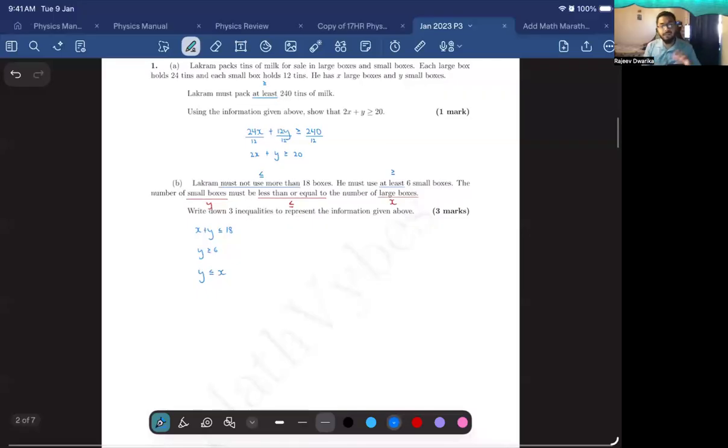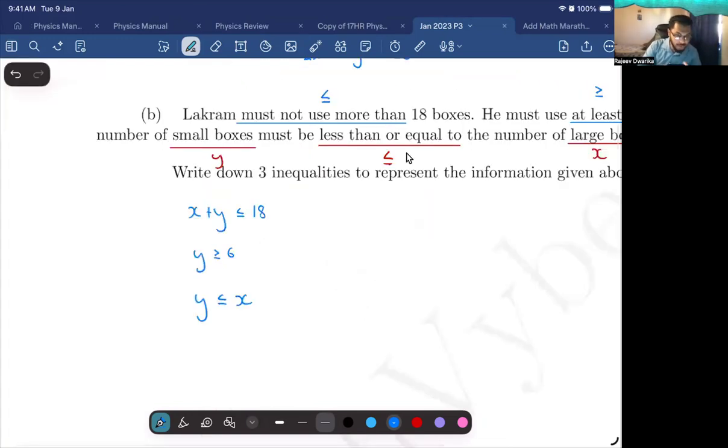So typically, with these types of questions, they'll make you figure out the inequalities and then they'll make you plot it on a graph, right? All right, so let's continue. These are inequalities.